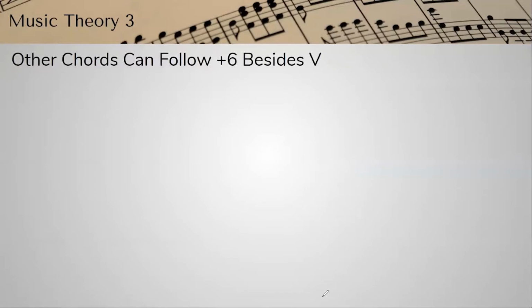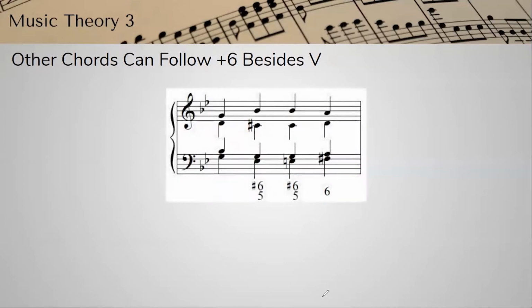So another way you can use augmented 6th is to go to a chord other than 5. So here's an example in G minor. And again, we'll listen and we'll try to find where that augmented 6th chord happens, and then we'll see which chord comes before it and which chord follows it. Okay, so G minor. So I'll play this.